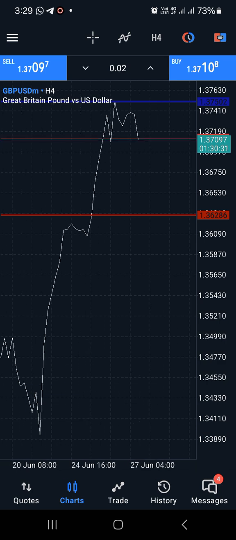Note that resistance and support, these are not just lines, but these are zones, turning points. Support is below, resistance is above.